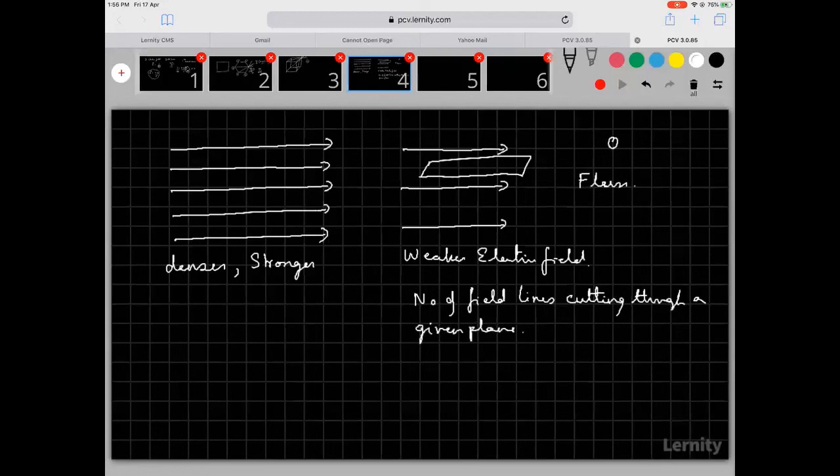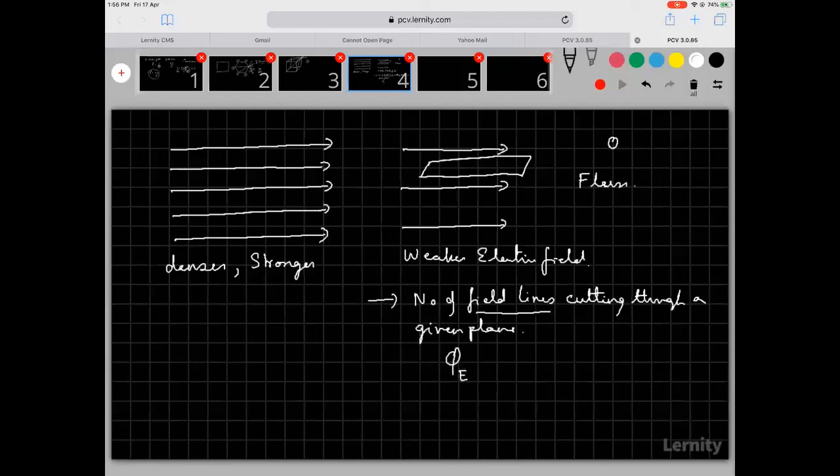So in this case, the number of field lines is 0. So the flux is 0. Electric flux refers to the number of field lines cutting through a given plane. But in this, there is a problem. The number of field lines to be drawn is not mathematically defined. Now, to make it mathematically defined, I have a new definition, a mathematical definition for flux.